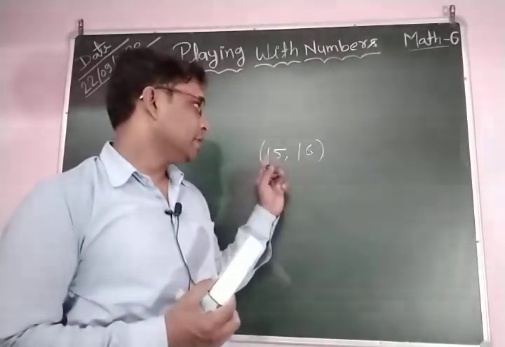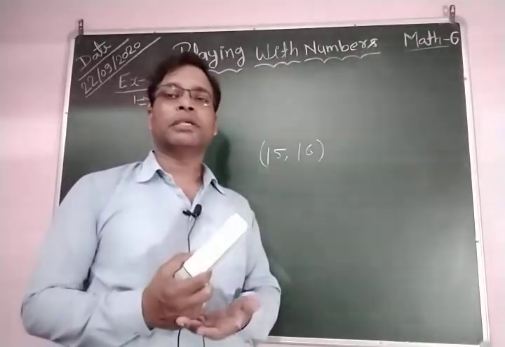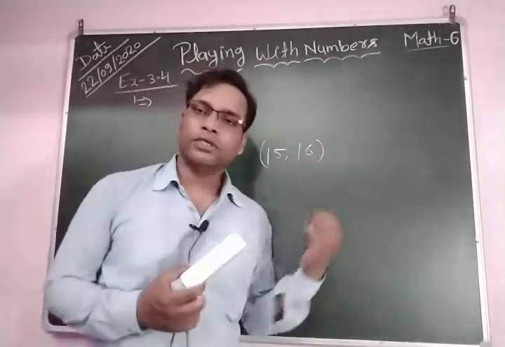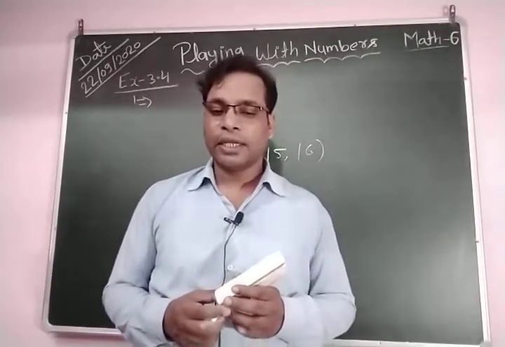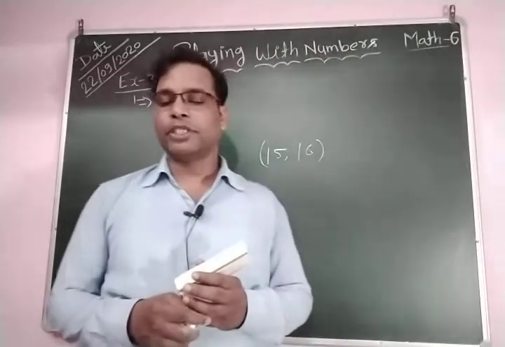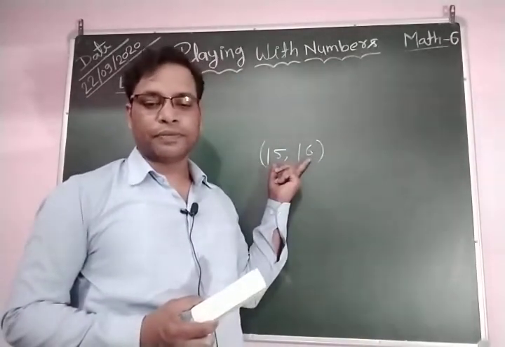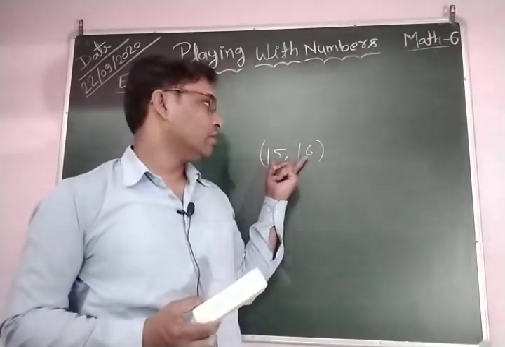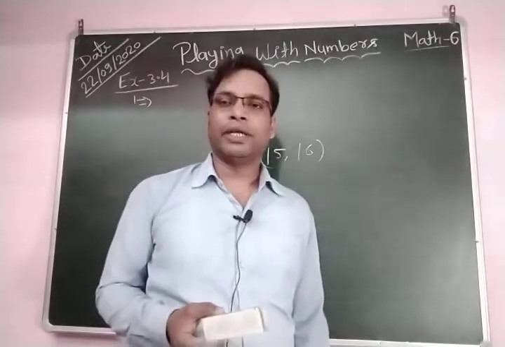But here 15 is an odd number, a composite number, and 16 is also a composite number. Our statement is that if two numbers are co-prime, at least one of them must be prime. So here you can see this is a co-prime pair, but neither of them is prime. So our given statement is false.